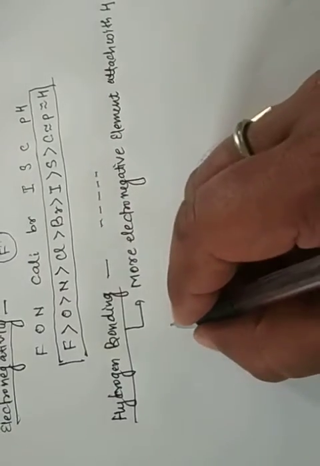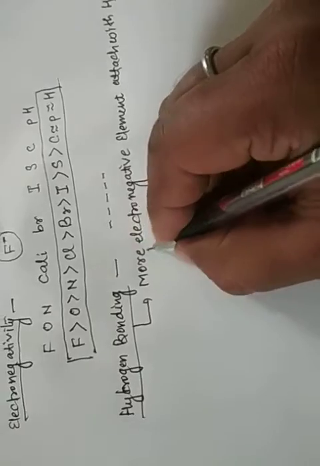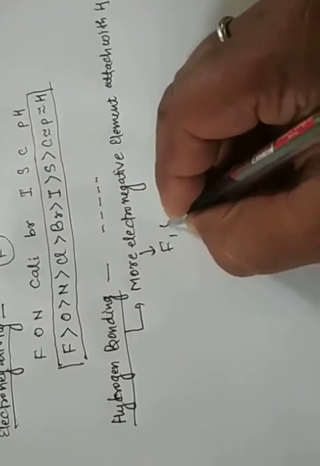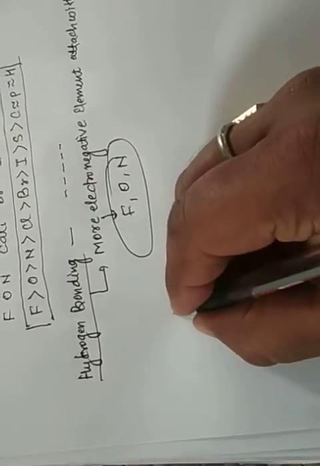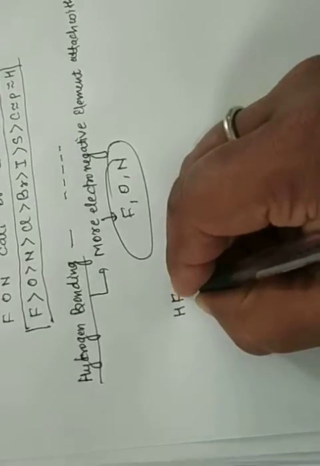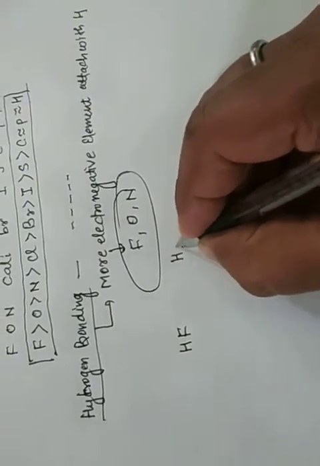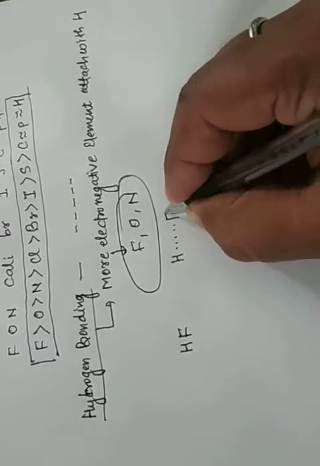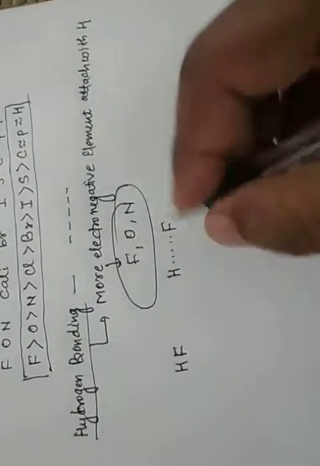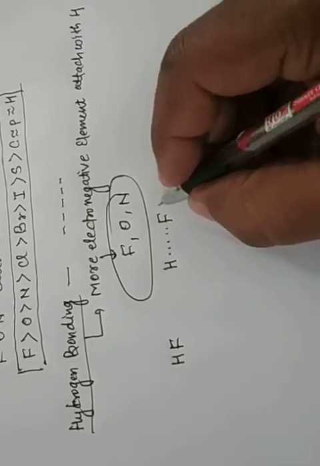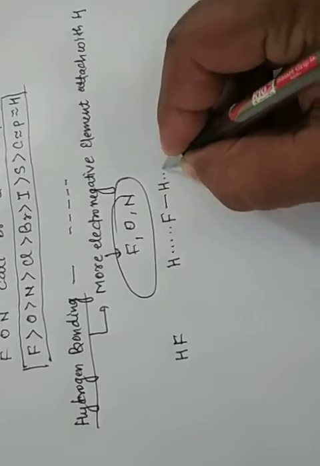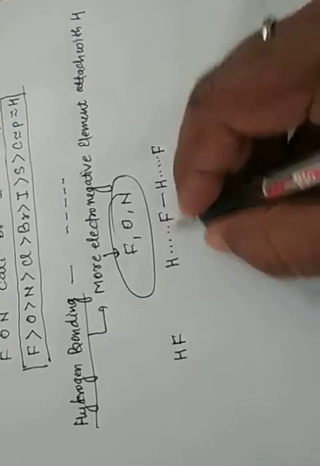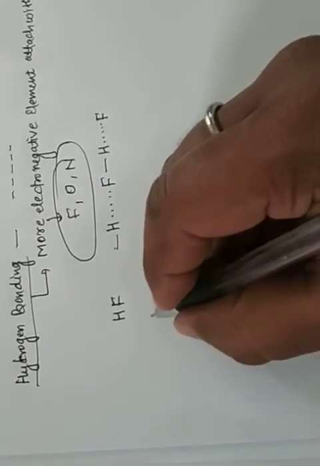Now suppose the more electronegative element is fluorine, oxygen, or nitrogen. Take hydrogen fluoride: H and fluorine are attached, and this dotted line means it is a hydrogen bond. Again fluorine, yes, this is a hydrogen bond. Clear? Now the next example is water.